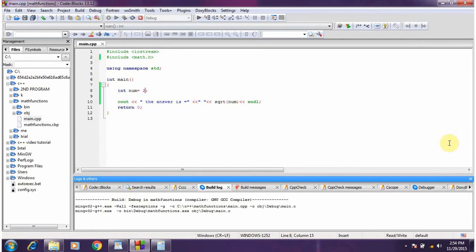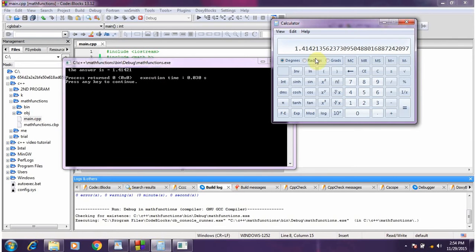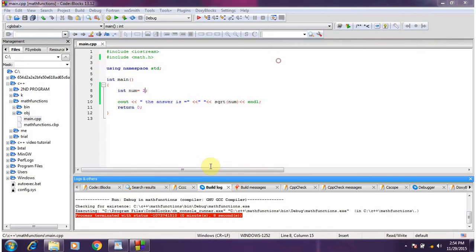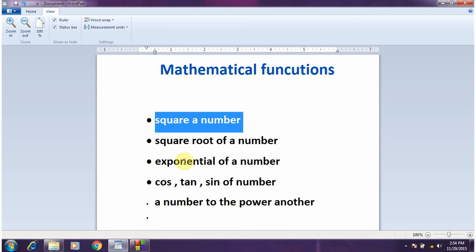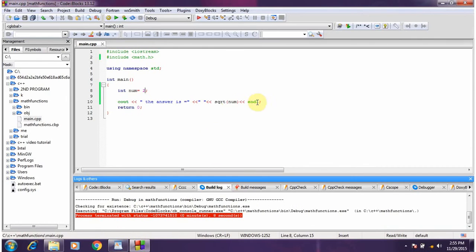So let's run our program here and see if it gives the same answer, 1.4. Yes, 1.41. There, that's the same square root. Okay, I made functions here, they're coming out properly. Then exponential, it's quite easy, this one.